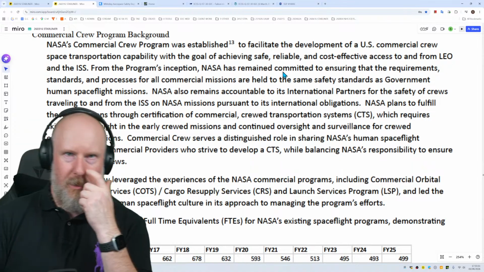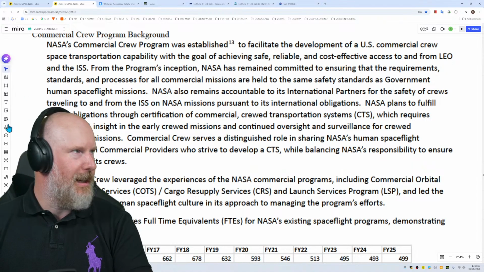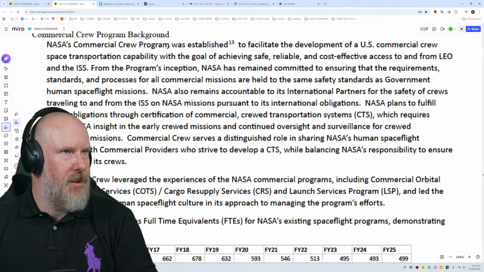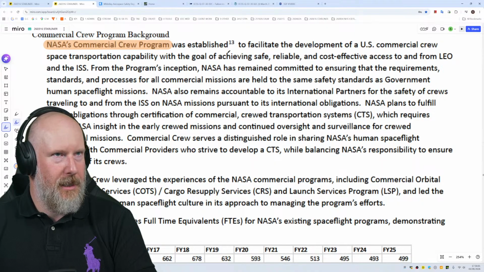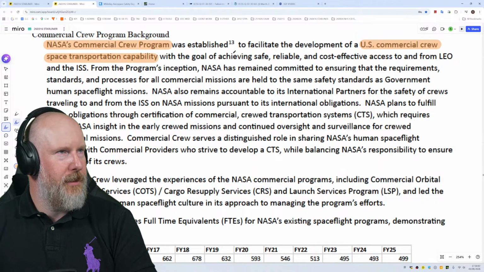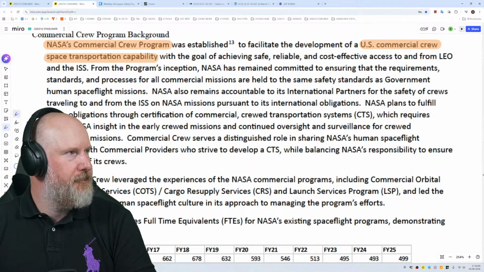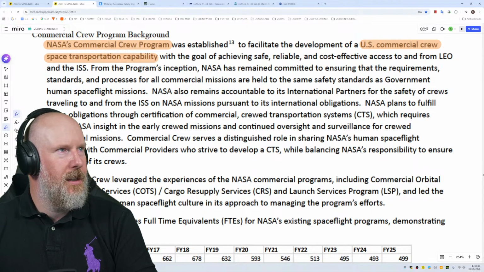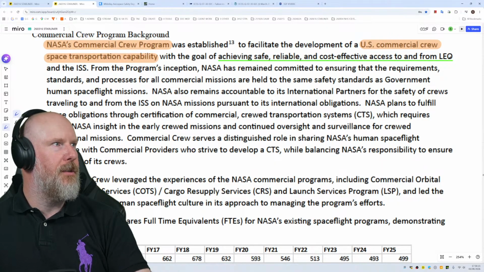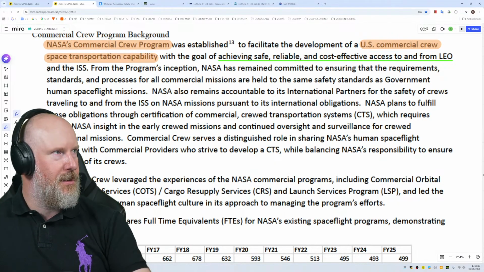So NASA's Commercial Crew Program was established to facilitate the development of a US commercial crew space transportation capability, with the goal of achieving a safe, reliable, and cost-effective access to and from low Earth orbit and the ISS.